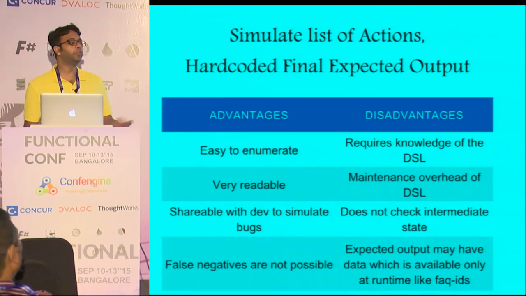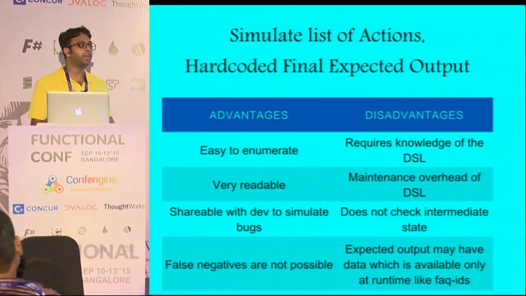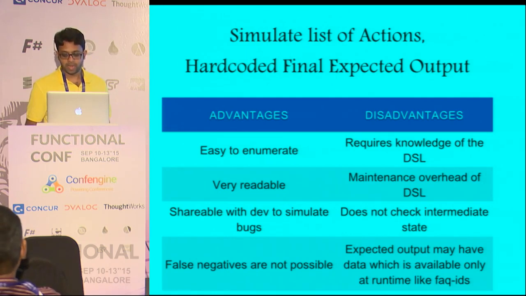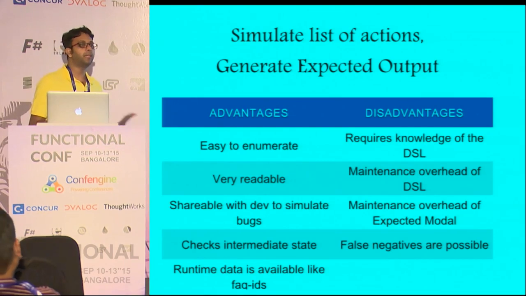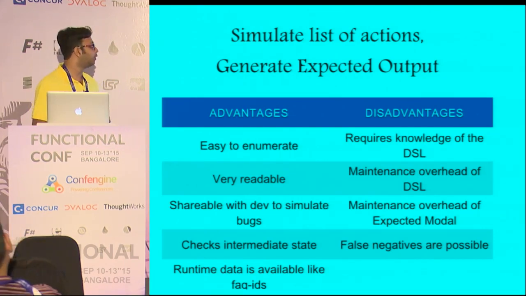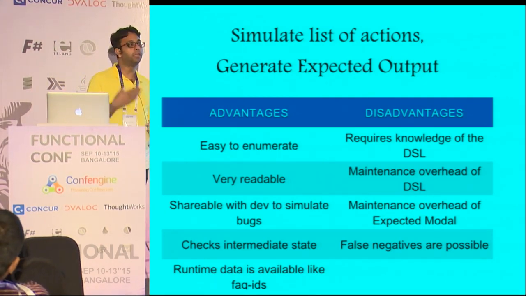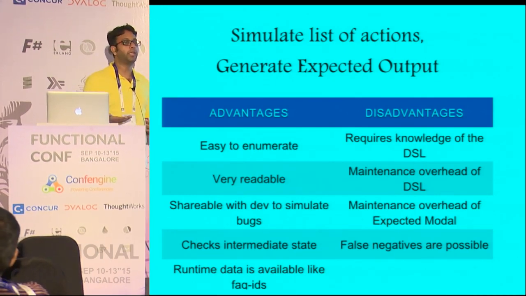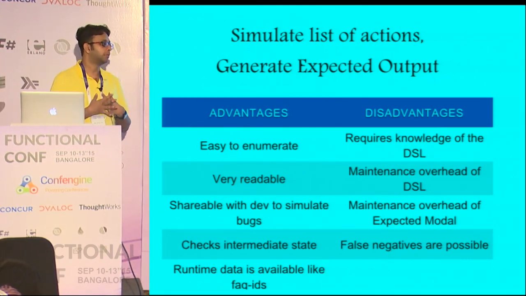But the problem is that you need to maintain this DSL. You need to tell how to write this DSL, and it can become a problem, right? And expected output may have some runtime values like FAQ IDs which you cannot hard code. So that can become a problem. That can be solved by generating the expected output, because then you can even work with the runtime values. But there can be false negatives if your model is also incorrect and the implementation is also incorrect. In the exact same way, you may both miss out on certain bugs, right?